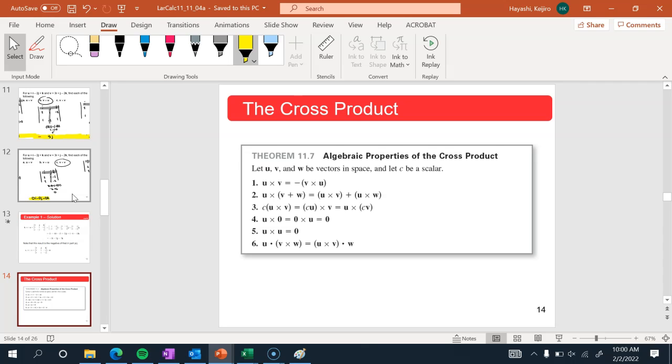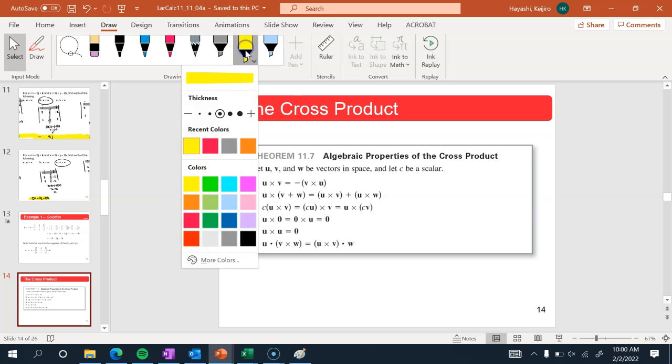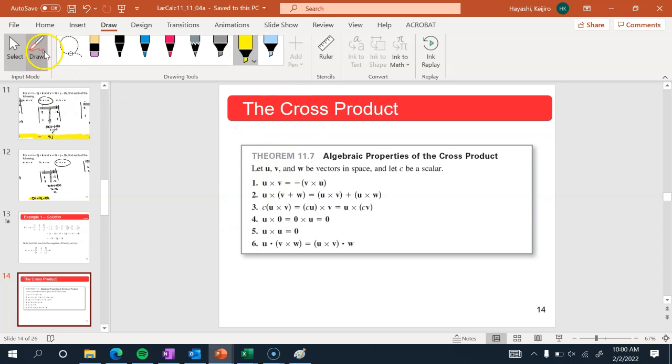So you don't have to remember these explicitly. As we saw, depending on the way that you cross two vectors, you can either get the cross product or the negative of that same cross product. You'll get one vector if you do u cross v, but you'll get the negative of that vector if you do v cross u.